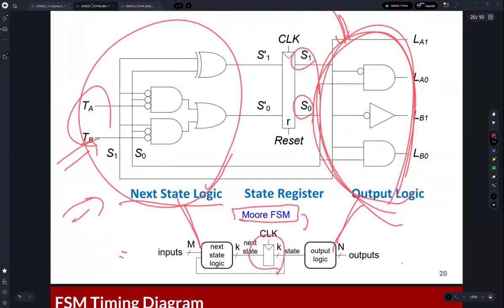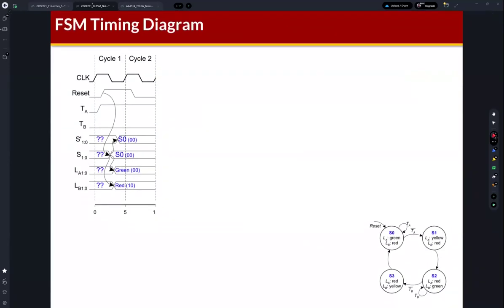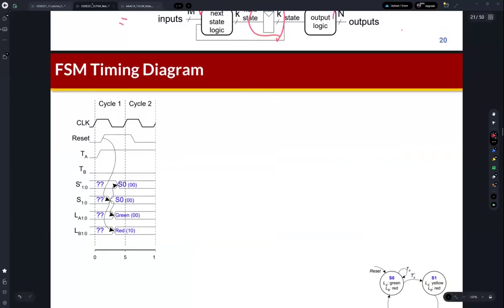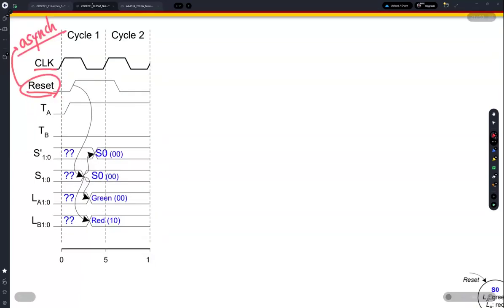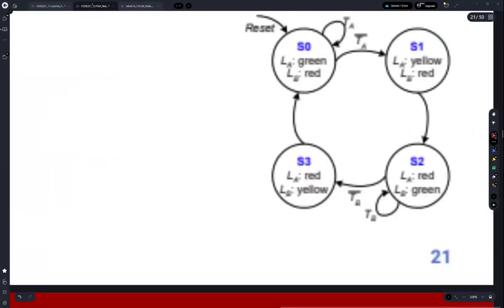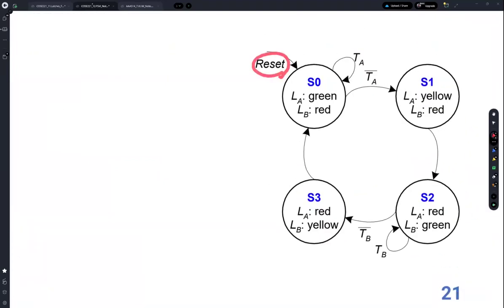Okay, so we build the circuit. Then let's see the timing diagram of this FSM. You can see the waveform here. This is the clock signal, and this is the reset. This is not a negative reset, and this reset is asynchronous.